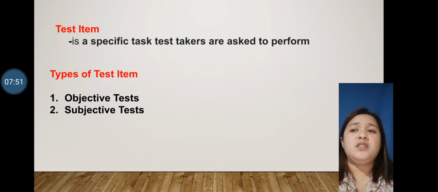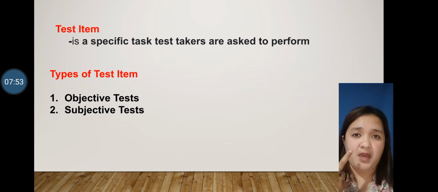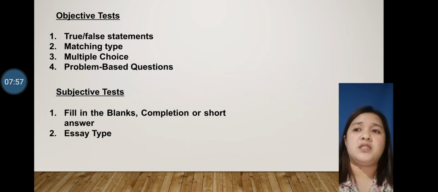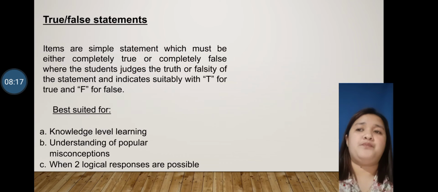So there are two types of test item. We have the objective tests and we have the subjective tests. Under the objective test, we have the true or false statements, the matching type, the multiple choice, and the problem-based questions. And for the subjective test, we have the fill in the blanks, the completion or short answer, and the essay type.